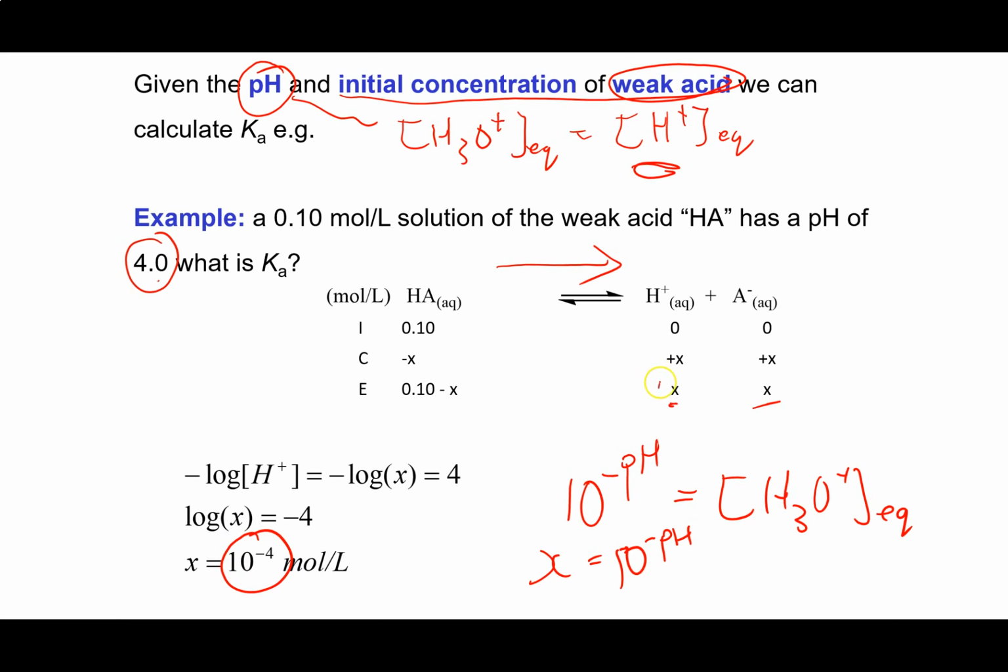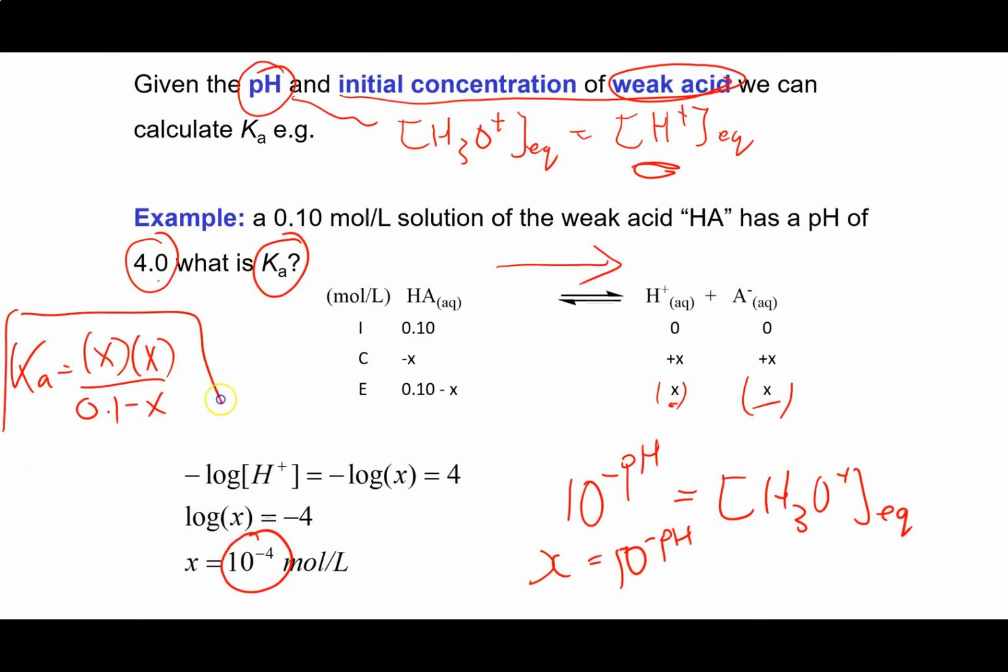So once I get that, I can go ahead and solve for what Ka is, right? So Ka is just going to be X times X over 0.1 minus X, and X is 10 to the minus 4. Okay, so now I've got everything I need to solve for my Ka, and all I had to do was prepare the solution and then just measure the pH at the end. So that was pretty simple.